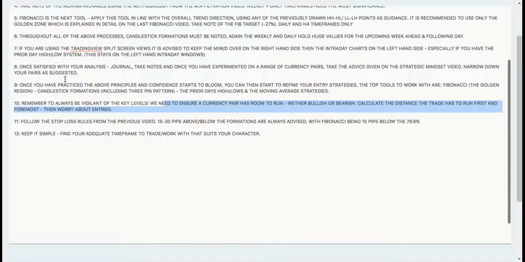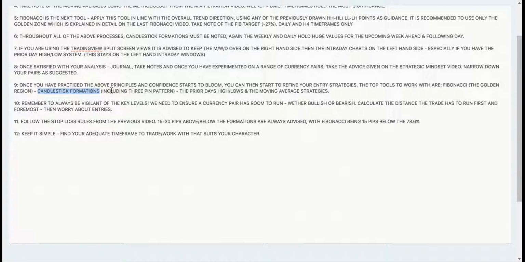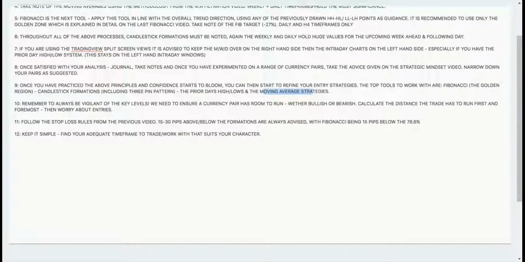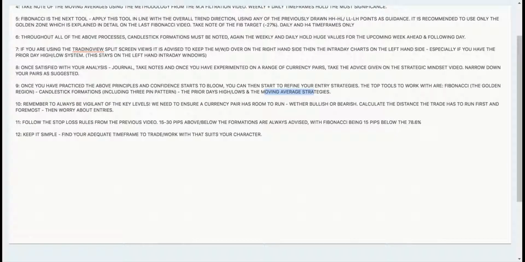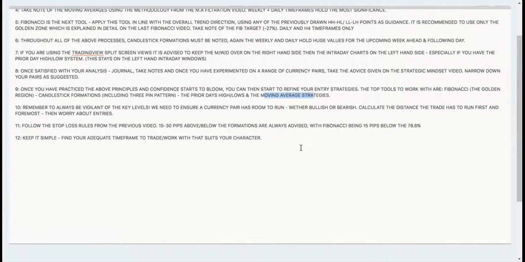Okay, so once you have practiced the above principles and confidence starts to bloom, you can then start to refine your entry strategies. The top tools to work with are Fibonacci, golden region, candlestick formations, including a 3-pin pattern, previous day's highs and lows, and the moving averages strategies. So you have like 1, 2, 3, 4, but you can combine all of them together. And it's only with practice you guys are going to be able to do that. More videos will follow, and again, go back through the webinar recordings when I'm highlighting this in real time.